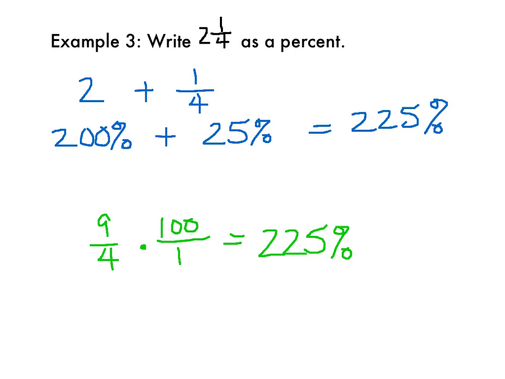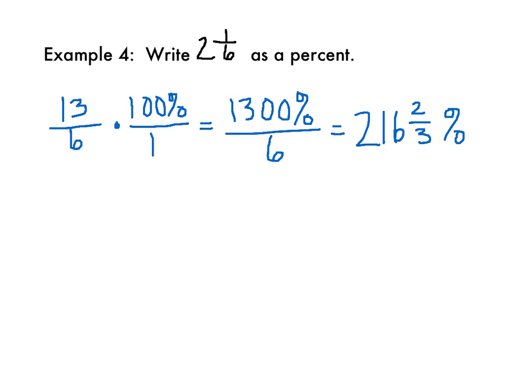In the second method, we change 2 1/4 into an improper fraction, 9/4, and multiply it times 100%. We need our percent sign here. To do the multiplication problem, we can cancel here. 4 divided by 4 is 1. 100 divided by 4 is 25. And then we can multiply 9 times 25 to get our 225%.